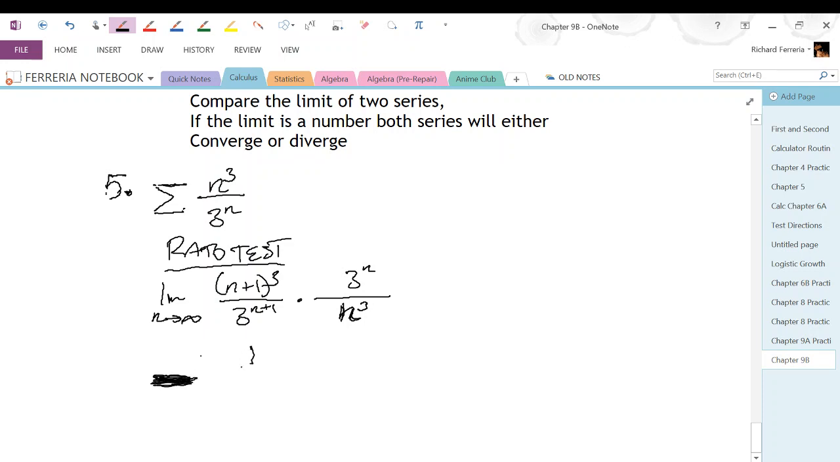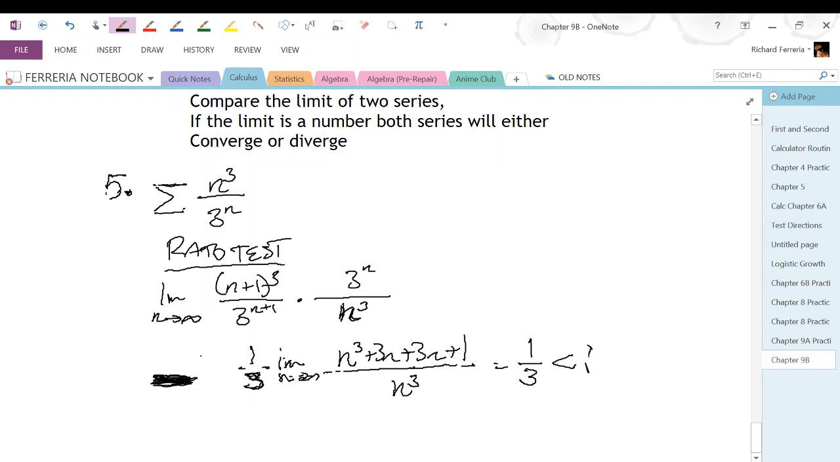All right, so we got 1/3 coming out of that. We've got the limit as n approaches infinity of n cubed plus 3n squared plus 3n plus 1 over n cubed. So it's 1. So this limit here is 1. We've got the 1/3 on the outside, so this is equal to 1/3, which is less than 1. So convergence. Can we do 15?